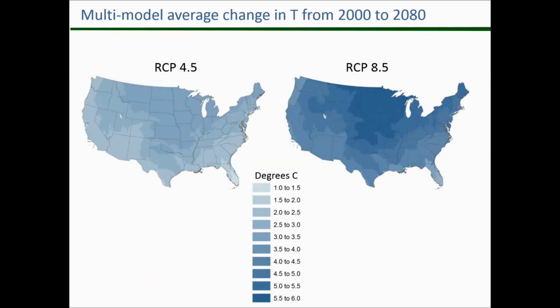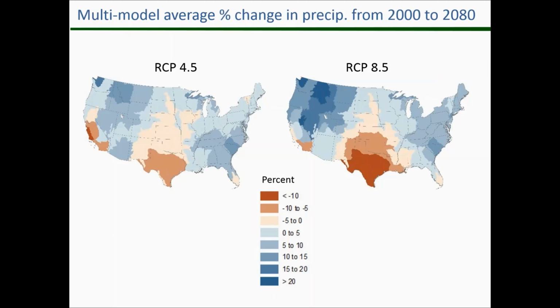Here's a picture of the temperature changes, 2 maps for the 2 RCPs. And as shown before, temperatures are increasing more with RCP 8.5, and this map shows that they're increasing almost everywhere more with 8.5 than 4.5. Here's a picture of the change in precipitation. It's a complex situation, really.